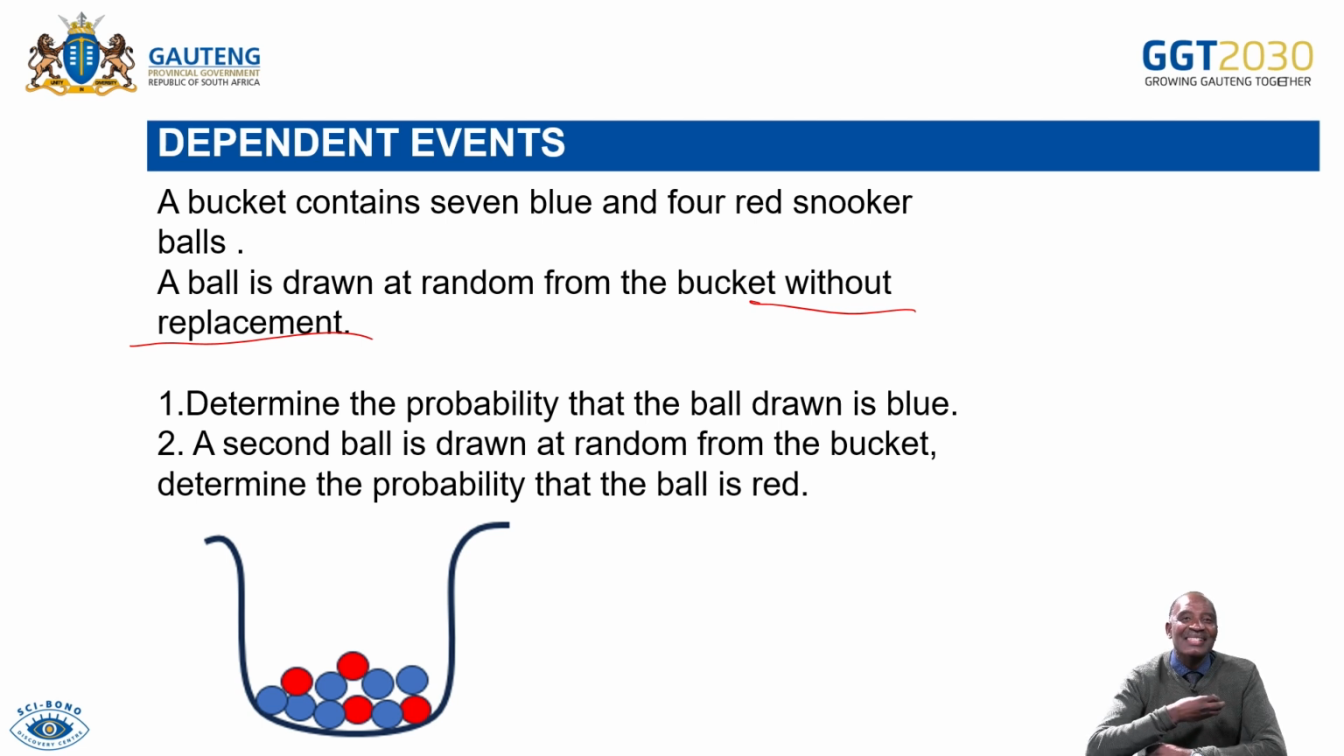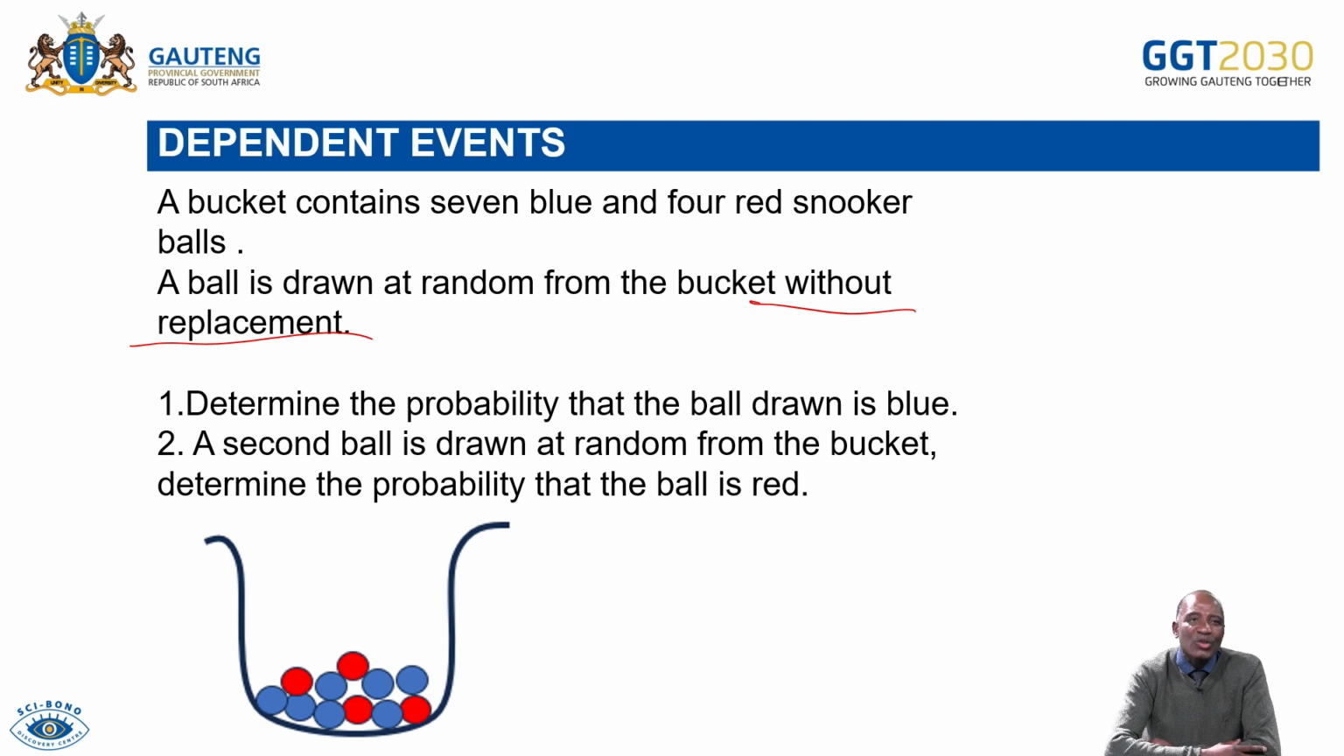But nonetheless, there are some situations where when you choose, you don't replace. Especially when you choose human beings, you don't replace them. When you choose live animals, you don't replace them. So, in such an experiment, you will find that the second draw, the third draw, the fourth draw will always depend on the previous draw or experiment conducted.